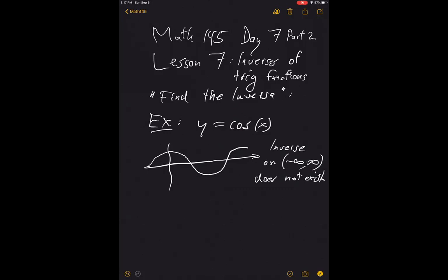To fix this, you pick an interval and make it as big as possible where the cosine is always increasing or decreasing, and the simplest one that comes to mind is from 0 to pi. So it's this part of the cosine graph. Pi is here, 0 is there. There, my cosine is always decreasing, and therefore an inverse exists.